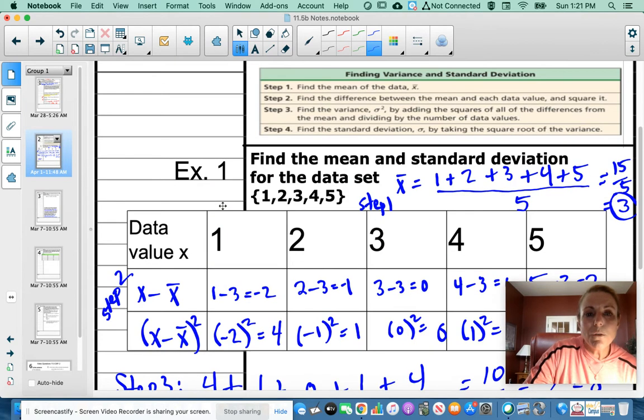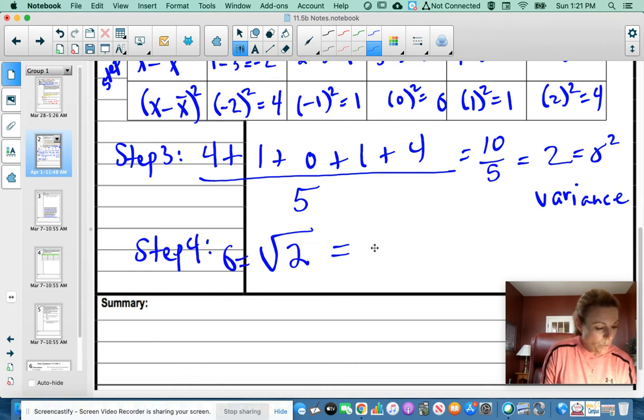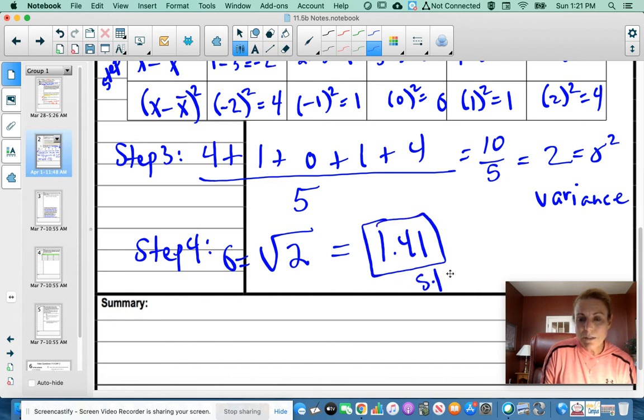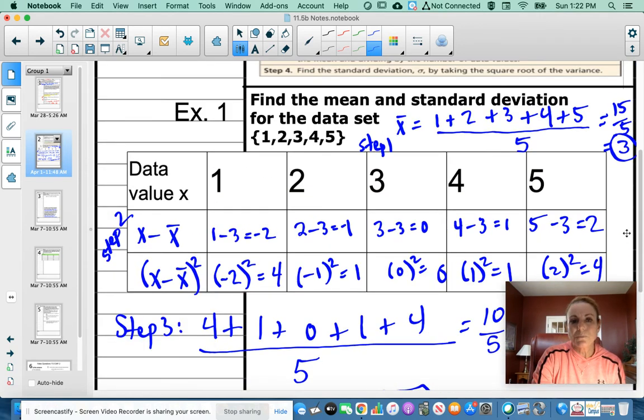Now let's go on to step number 4. What step number 4 says is you're going to take the square root, because that will give us the standard deviation. So if I take the square root of the variance, I get the standard deviation. The square root of 2 is 1.41. And that is the standard deviation, which is actually not a bad standard deviation. It's pretty low. Those are the steps we follow.